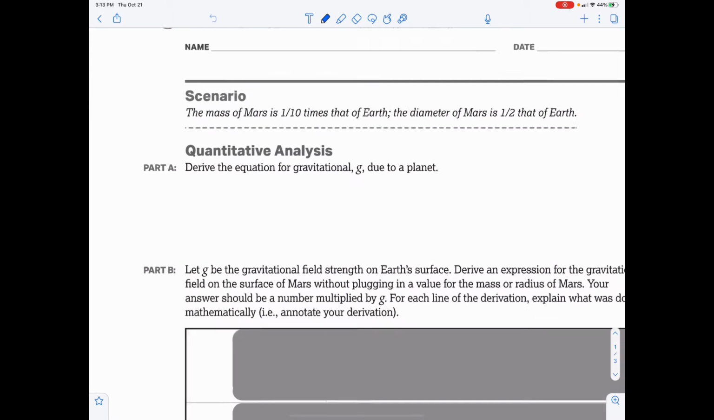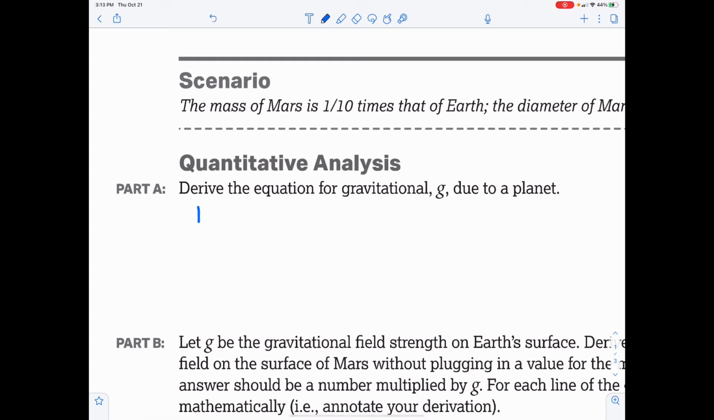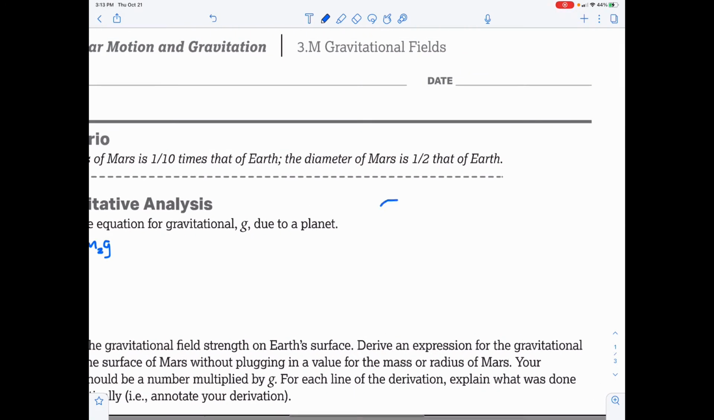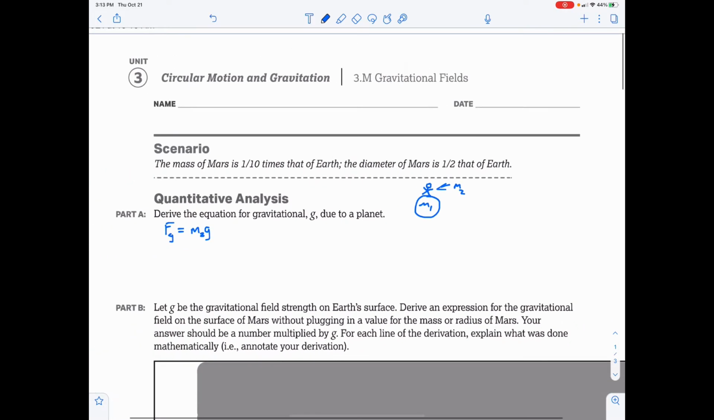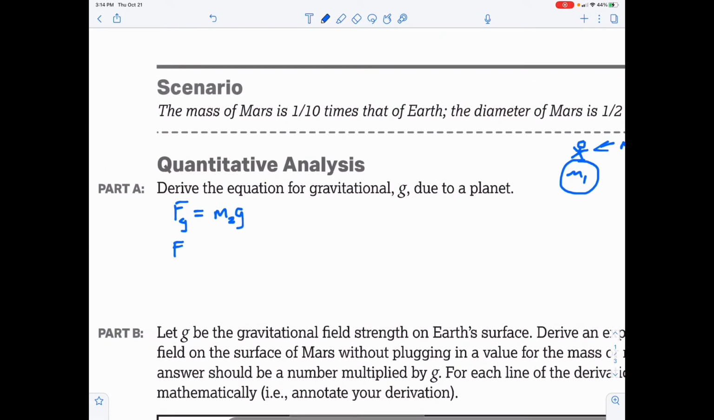Okay, well, first we're going to start with this, and that is Fg on the surface of the Earth is equal to mg. Now I'm going to call this m a person on the surface of the planet. If I were to draw a picture here, here's a person on the planet, here's the planet, not drawn to scale, of course. The person will be m2, the planet will be m1.